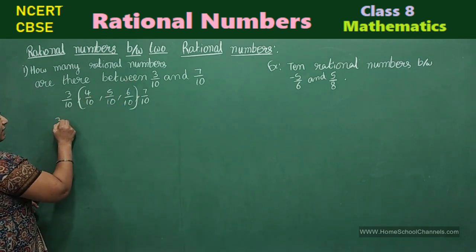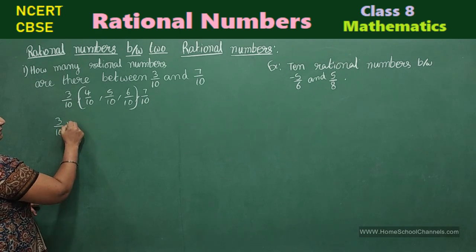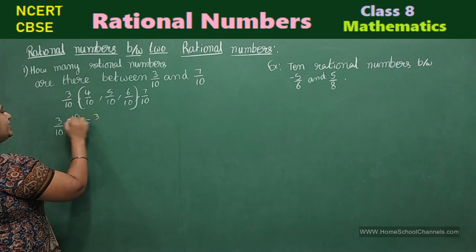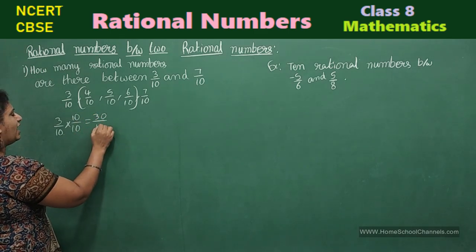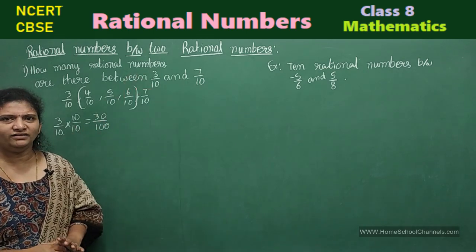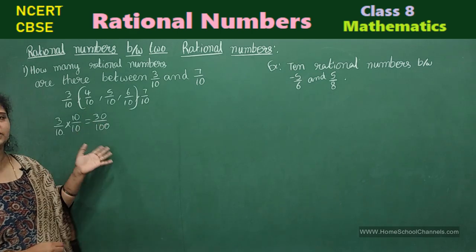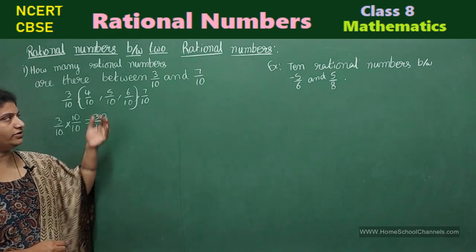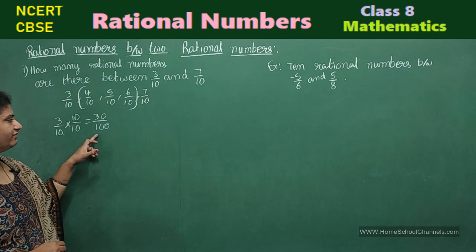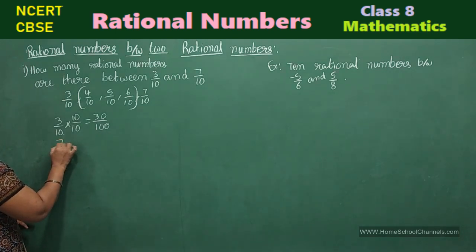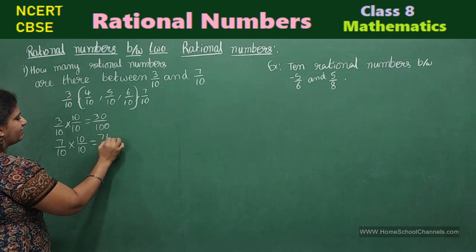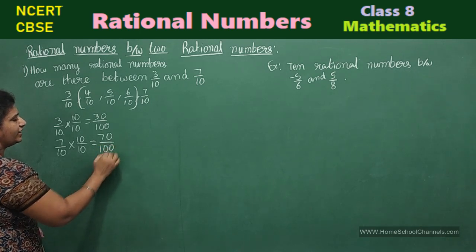For the given 3 by 10, I may multiply numerator and denominator by 10. Then what does it become? 3 into 10, 30, by 10 tens are 100. 30 by 100 is nothing but 3 by 10. Do you accept? 0, 0 cancel, 3 by 10. 30 by 100 or 3 by 10 both are the same. In the same manner, this denominator also I will convert to 100. That means 7 by 10 into 10 by 10. 7 into 10, 70. 10 into 10, 100.